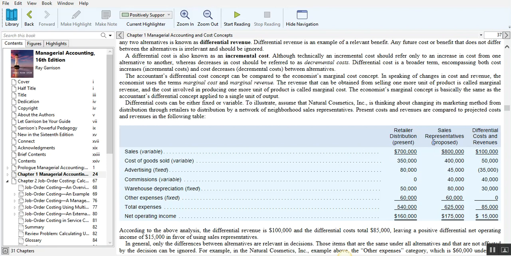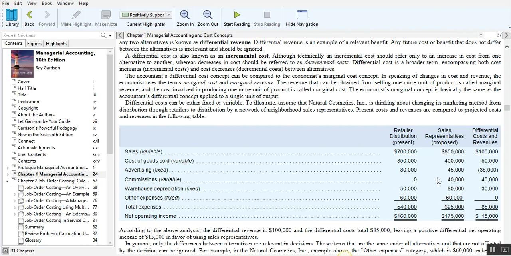Now notice they're looking at the present situation with a retailer distribution, they're estimating $700,000 in sales, but they anticipate if they bring in sales representatives that will increase by $100,000. So they're going to look at the difference in these costs, and the differential revenue is the difference between these two revenues. You have a $100,000 increase. Cost of goods sold, with a higher level of sales, you're going to have higher cost of goods sold.